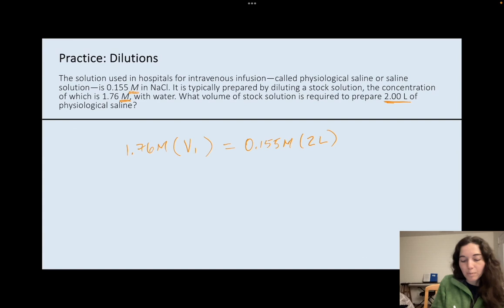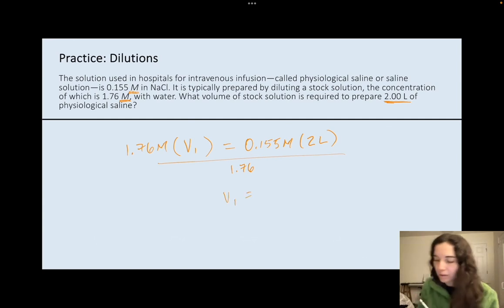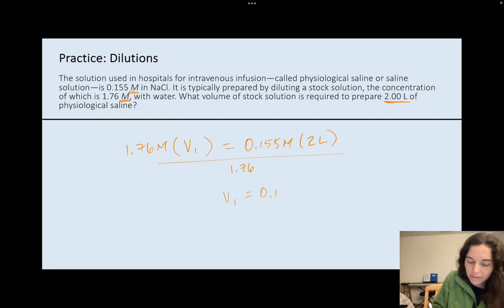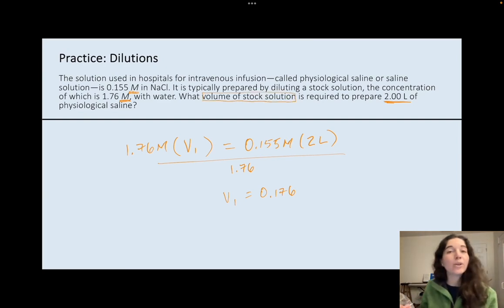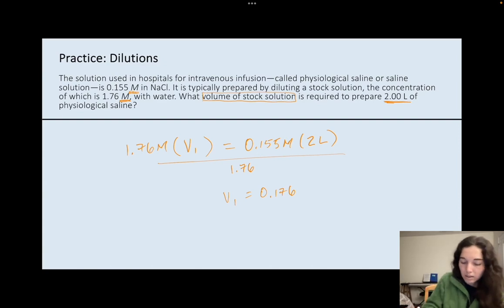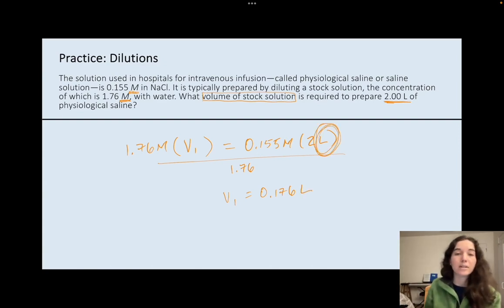So if you want to solve for V1, we need to get it by itself on both sides. We're going to divide both sides by 1.76. And you should end up with your volume is 0.176. And that is the volume of the stock. Make sure we add our unit on this. Liters. The unit's liters, because the unit here is liters.